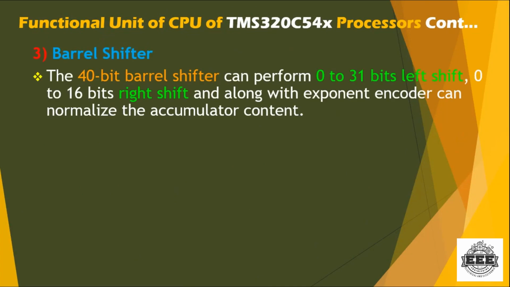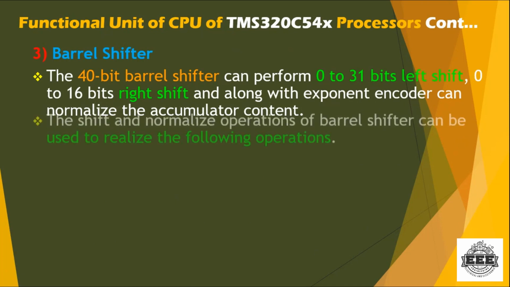Then the next unit is the barrel shifter. In this TMS320C54x, the 40-bit barrel shifter can perform a 0 to 31 bit left shift and a 16 bit right shift. Along with the exponent encoder, it can normalize the accumulator content.